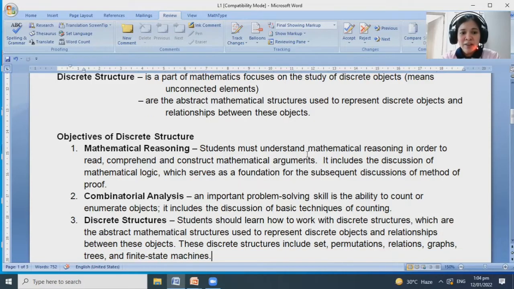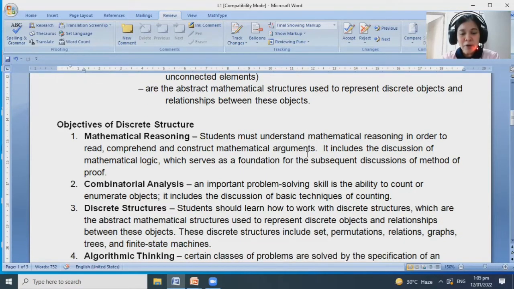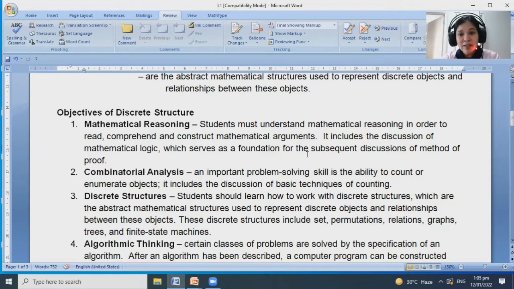Number 2, combinatorial analysis. An important problem-solving skill is the ability to count or enumerate objects. It includes the discussion of basic techniques of counting. So we will talk about counting techniques like before. In probability, you have encountered permutation, combination, like that, arrangement of numbers, sequence.